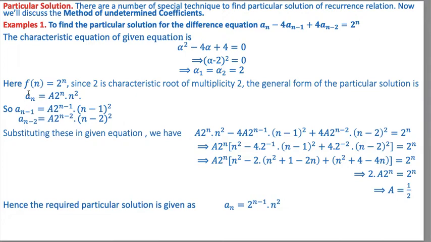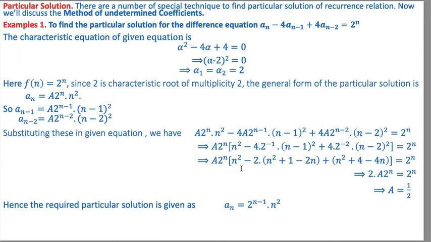If we substitute these values of a_(n-1) and a_(n-2) in the given recurrence relation, we get a·2^n·n^2 minus 4a·2^(n-1)·(n-1)^2 plus 4a·2^(n-2)·(n-2)^2 equal to 2^n. Now take a·2^n common. Inside we have n^2, then 4 times 2^(-1) times (n-1)^2, and 4 times 2^(-2) times (n-2)^2, equal to 2^n. It means we have taken a·2^n to be common.